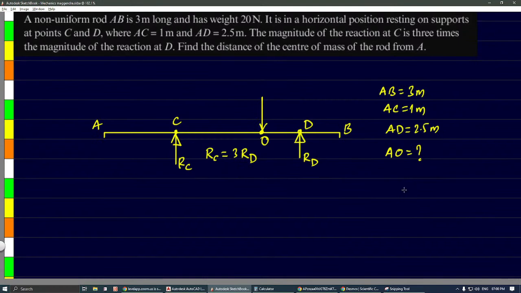So let us find. AO distance is X. Total length is 3. AC is 1. AD length is 2.5. So AD length is 2.5 means this length becomes 0.5.